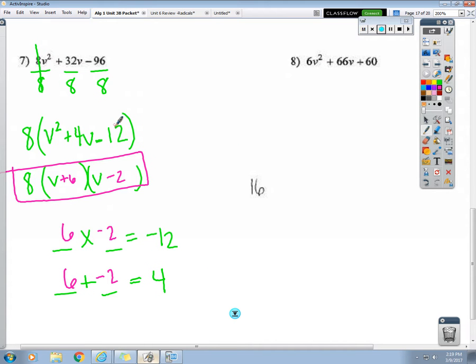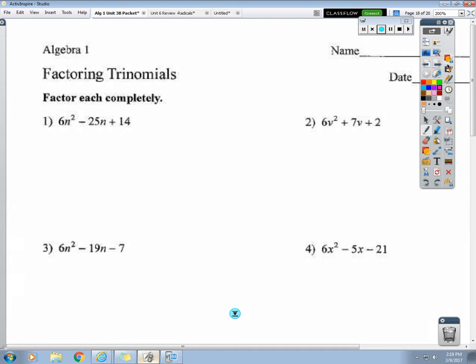Okay, so that's what questions 7 and 8 look like on tomorrow's quiz. Questions 9 and 10 look like the ones we're going to continue practicing today, where your leading coefficient is bigger than 1, but you can't GCF it. Okay? So how many of these did we do yesterday? Just the first 2? So we're on number 5?